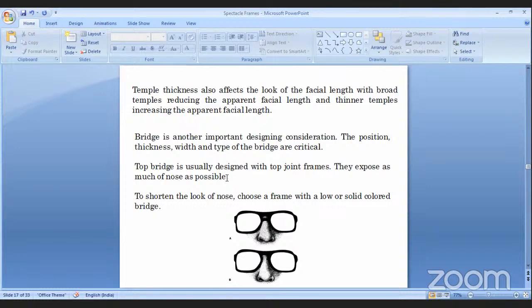Top bridge is usually designed with the top joint frames. They expose much of the nose, so the nose looks lengthened. Whereas bottom bridge, as you can see in picture A, shortens the length of the exposed nose.